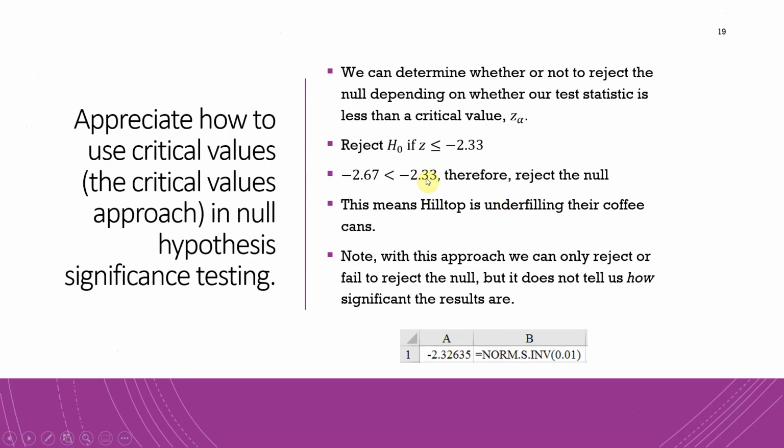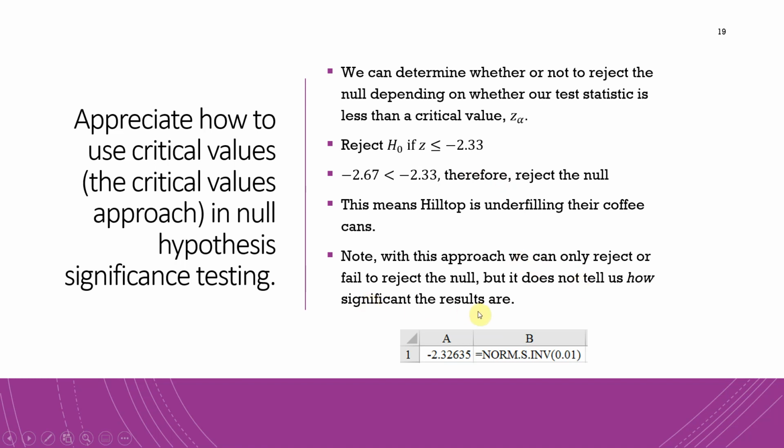So in terms of us making our decision, we have negative 2.33 compared to negative 2.67. This value is less than our critical value, so we reject the null. Remember, our null says that they're properly filling the cans. If we're rejecting that, that means that this company is underfilling their coffee cans. So they're in violation. This is not good. With this approach, we can only reject or fail to reject the null. In this case, we're rejecting it. But the thing is, it doesn't really tell us how significant the results are.